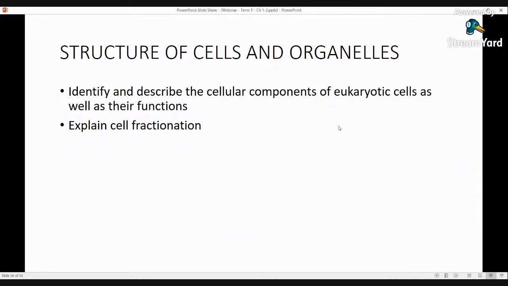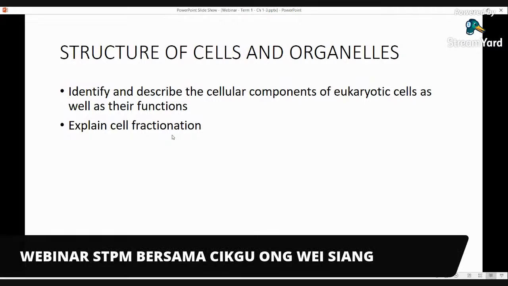So that is for chapter 1. And in chapter 2, the structure of cells and organelles. Here I try to combine the functions of the different types of organelles into one. In this part, today we will discuss how to identify and describe the cellular components of eukaryotic cells as well as their function, and explain cell fractionation.